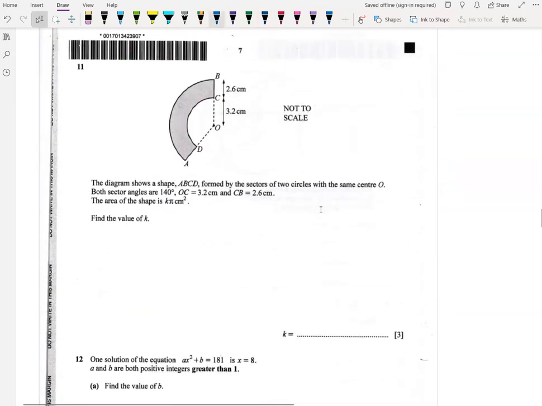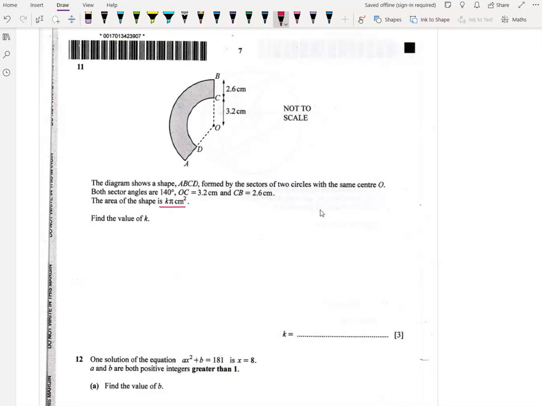Now, question 11. The diagram is given to you. The diagram shows a shape ABCD formed by the sectors of 2 circles with the same center O. Both the sector angles are 140, OC is 3.2 and CB is 2.6. The area of the shape is K pi centimeter square. Find the value of K.